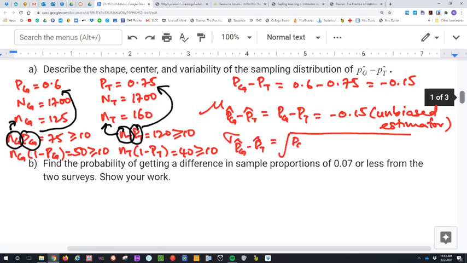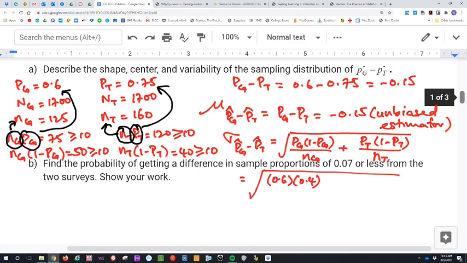Now, the standard deviation of the sampling distribution follows this formula. You take the square root, and what's inside the square root is PG times 1 minus PG divided by NG, plus PT times 1 minus PT over NT. So you substitute all the corresponding values, and it comes up to 0.0556. So now you found the mean, and you have the variability, the spread, the standard deviation of the sampling distribution of the difference of two proportions.